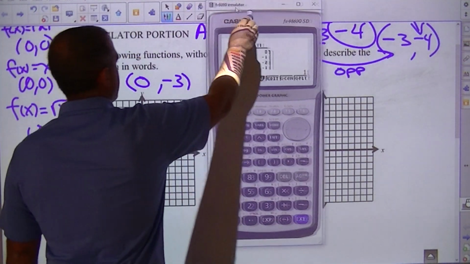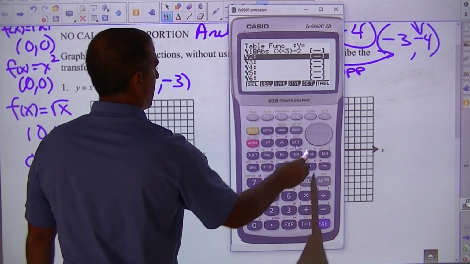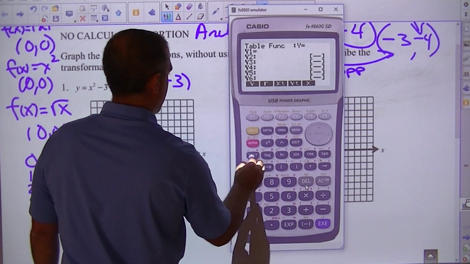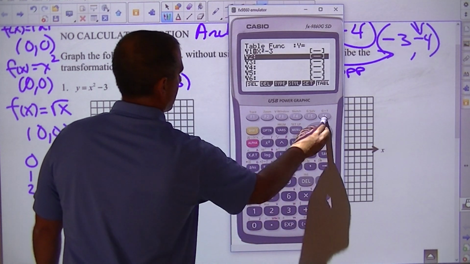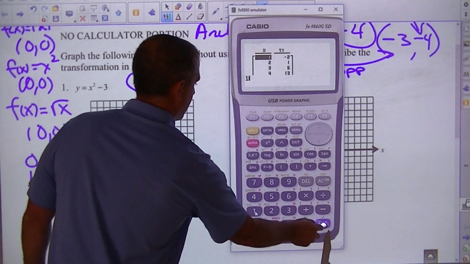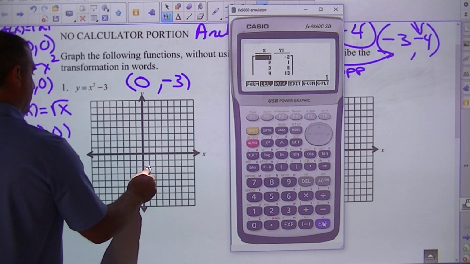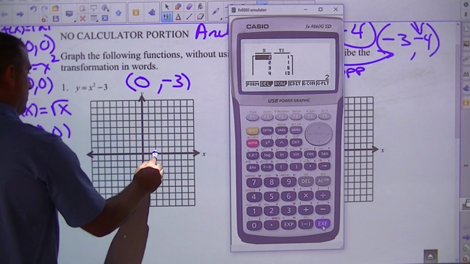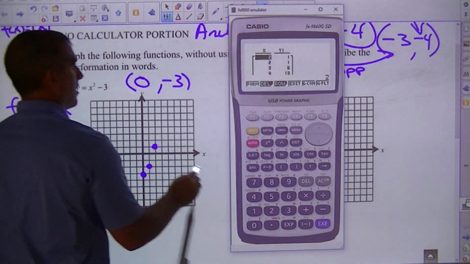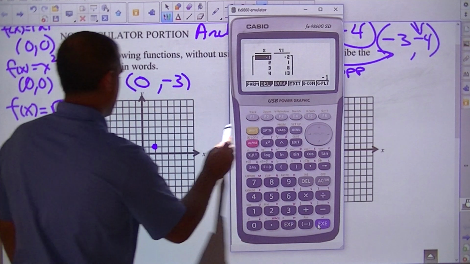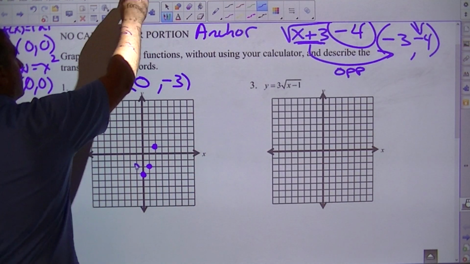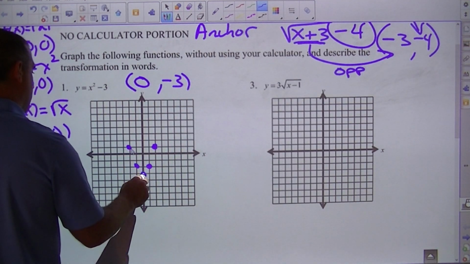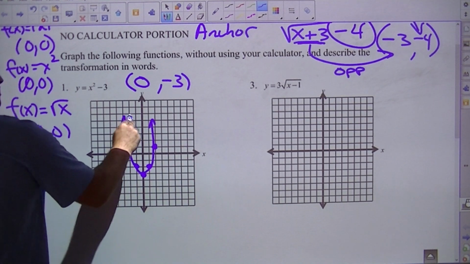So what I'm going to do is go into my calculator, go to menu and table. I'm going to type in my function, x squared minus 3. Table. Okay, I have 1. Execute, that's 1, -2. So 1 over, -2 down. Then 2, which is 2 over 1 up. And then I got -1, execute, -1, -2. And then -2, 1. And there's my graph.